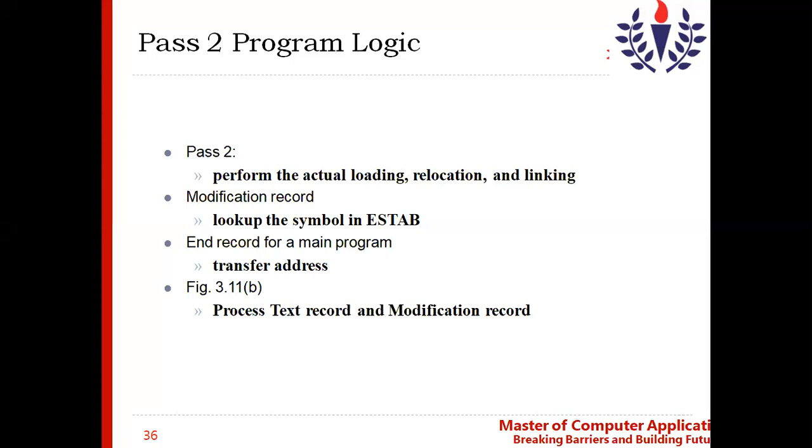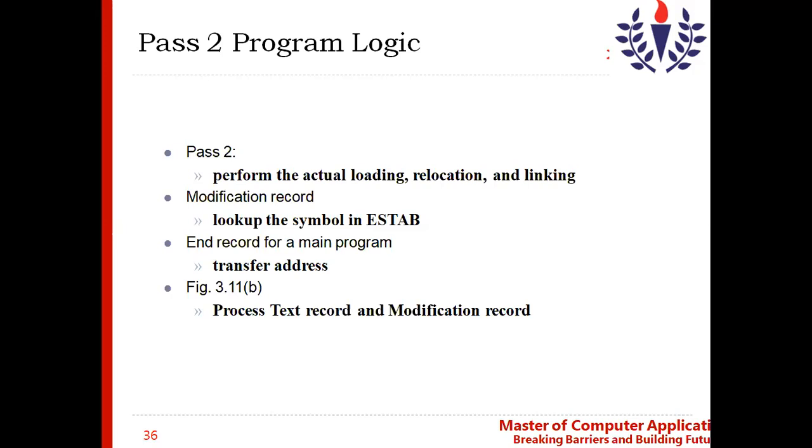So in the last session, I mentioned the pass-one algorithm of the linking loader and how it works, and we'll move on to the pass-two algorithm. Therein, the linking loader processes the text record and modification record to perform the actual loading, relocation, and linking. So the process of the loader and linker is to perform loading, linking, and relocation. The same thing happens over here in pass two. That's the actual process of the loader and linker.